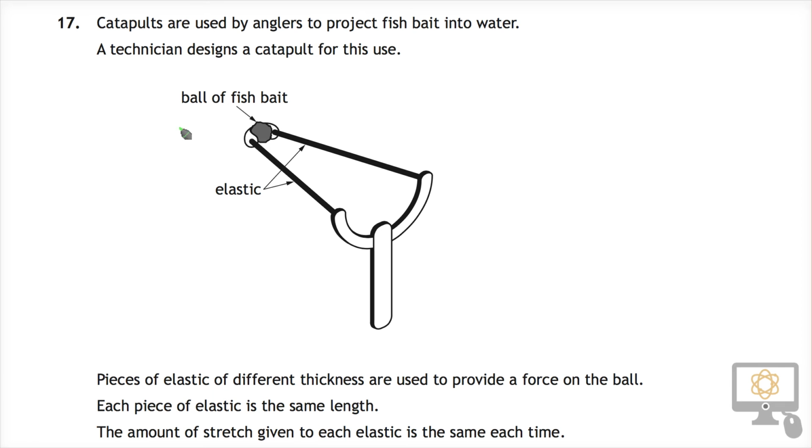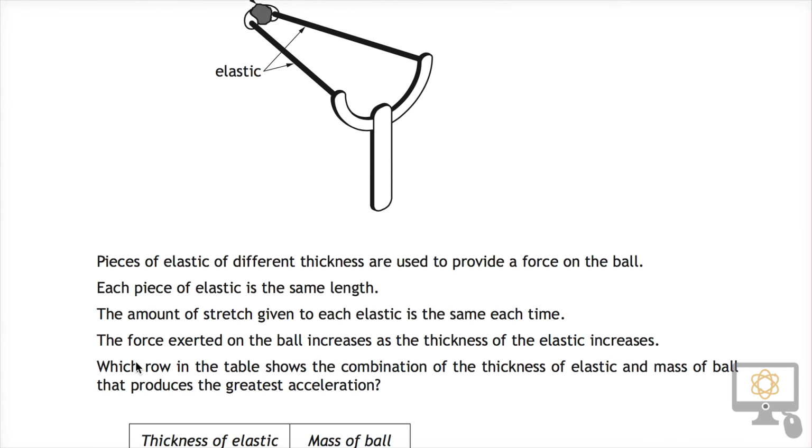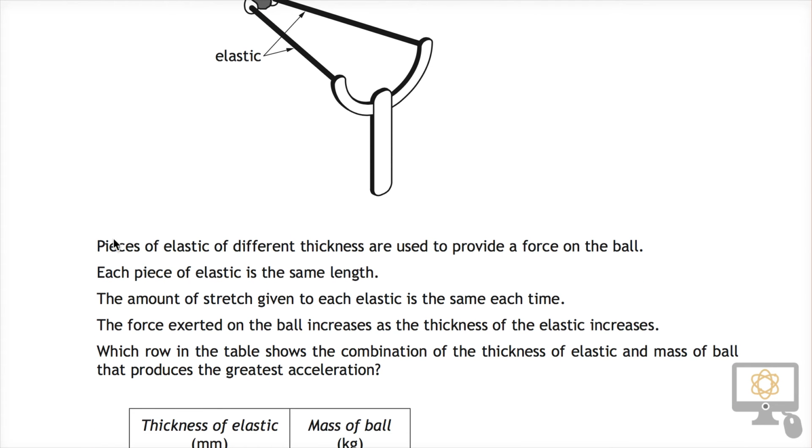So we have the catapult here, fish bait in there. Pieces of elastic of different thicknesses are used to provide a force on the ball. Each piece of elastic is the same length. The amount of stretch given to each elastic is the same each time. The force exerted on the ball increases as the thickness of the elastic increases. So that's clearly an important statement. Which row shows the combination of thickness of elastic and mass of ball to produce the greatest acceleration?